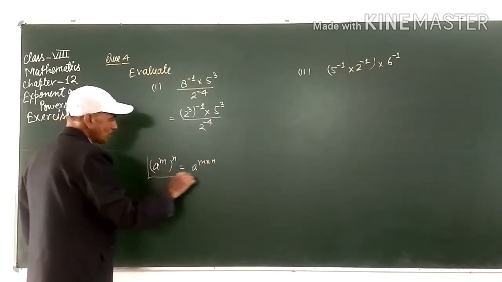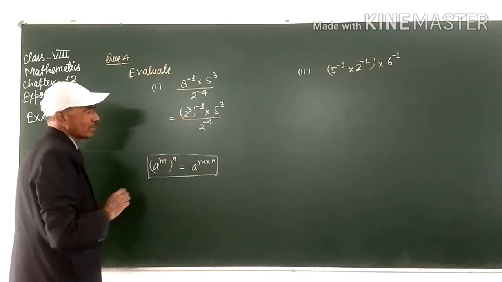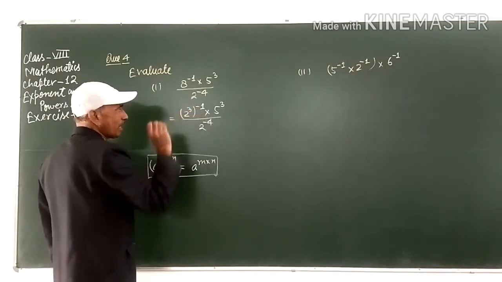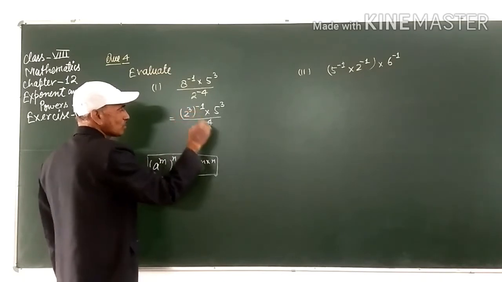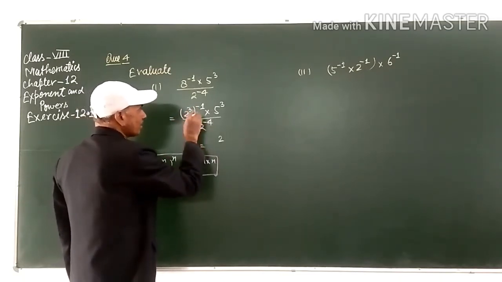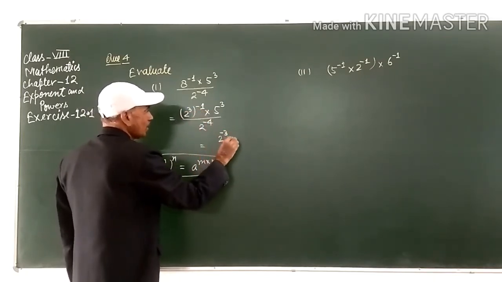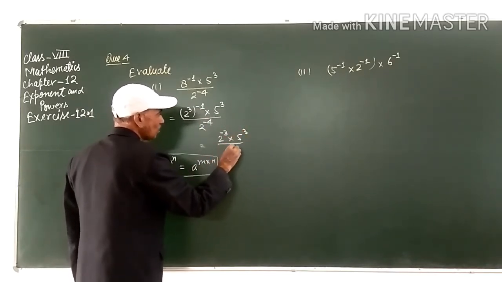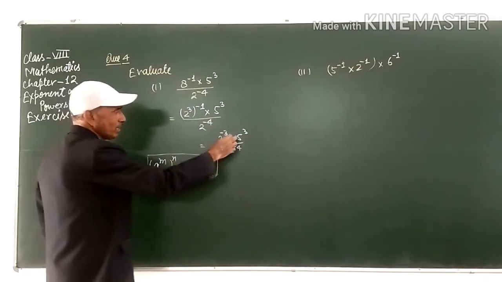This is the rule, students. So using this rule we have to write this. It will be 2 to the power 3, whole power minus 1. So it means you have to multiply 3 into minus 1. So it will be 2 to the power minus 3 into 5 to the power 3 upon 2 to the power 4. Clear, students?